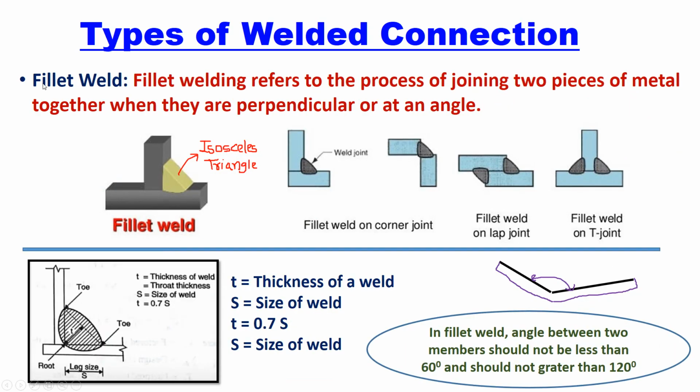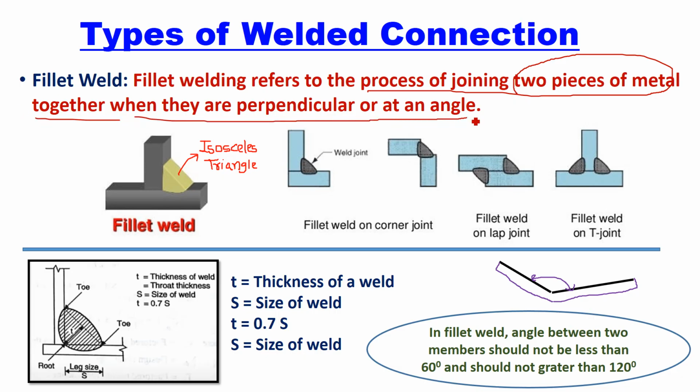Now the second type of welding connection is fillet weld. So what is fillet welding? Fillet welding refers to the process of joining two pieces of metal together when they are perpendicular or at an angle to each other. If they are connected perpendicularly or at some angle, then it is called fillet weld.